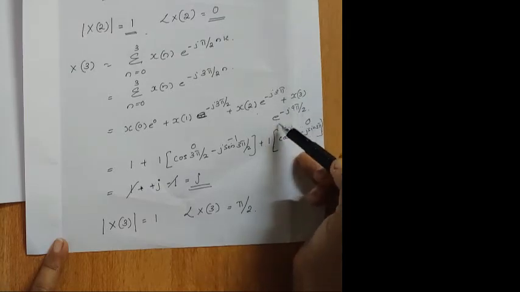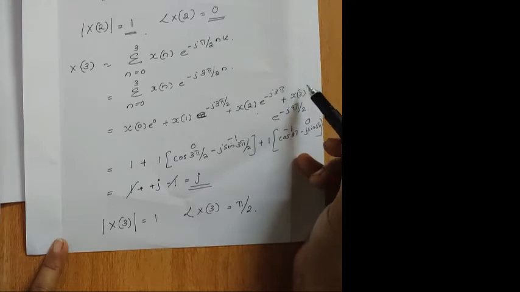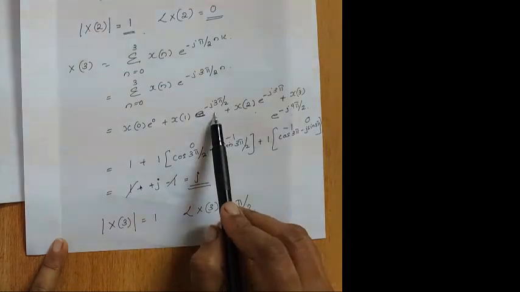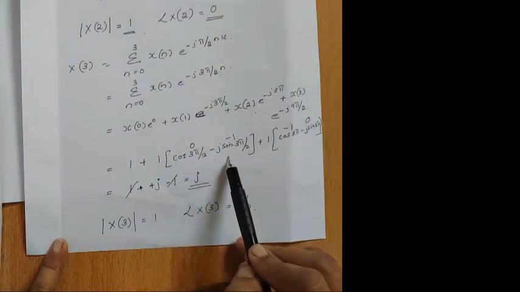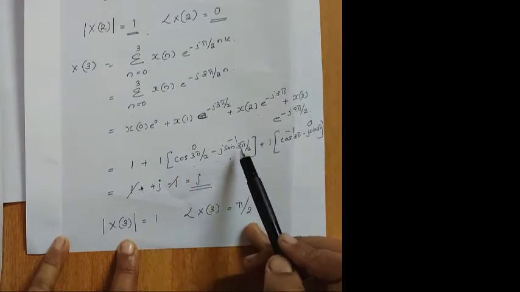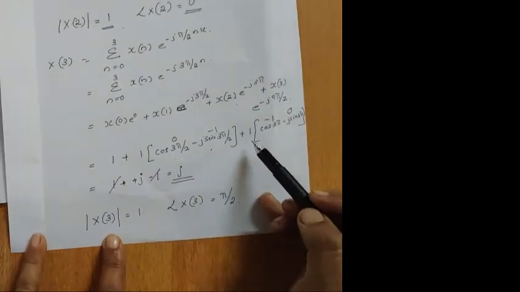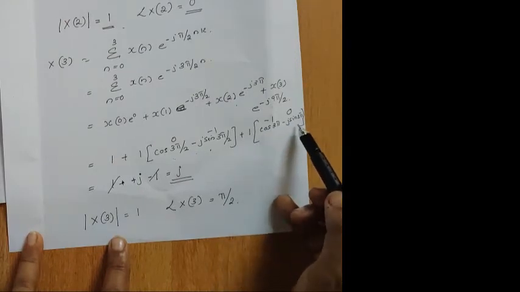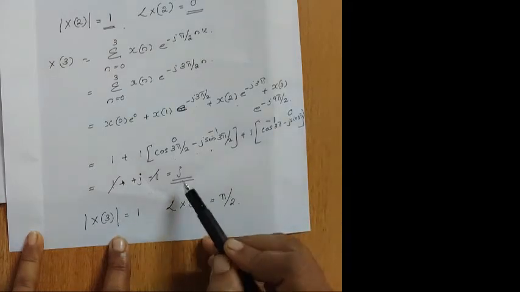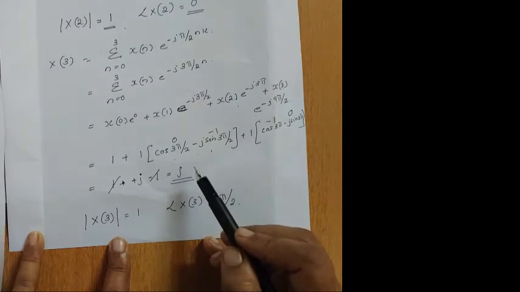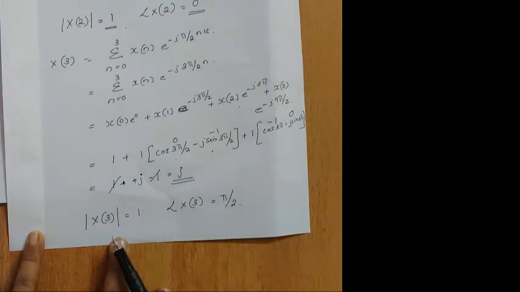If you have whatever value you are finding for cos and sin, multiply that into 0 and you will get 0. So you can omit the 0 term, no need to write. So 1 into 1 cos 3 pi by 2 minus j sin 3 pi by 2. Cos 3 pi by 2 is 0 and minus j sin 3 pi by 2 is minus 1 plus 1 into cos 3 pi minus j sin 3 pi. Cos 3 pi is minus 1, sin 3 pi is 0. So substituting that you will get the value as j. So here you are having the imaginary value only. So the modulus of X of 3 is equal to 1.